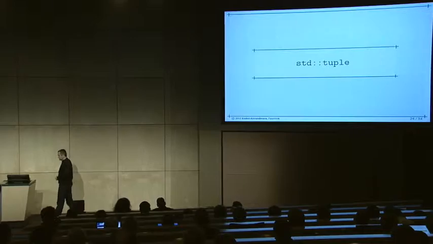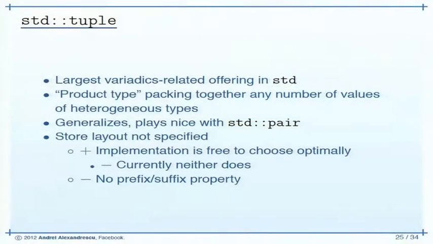Let's get a bit into std tuple. So std tuple is sort of the flagship offering of C++11 that uses variadic templates as a core facility, right? Again, it's a product type that packs together any number of values. So you can say, I'm using a tuple of int and double. I'm using a tuple of int, double, and string, and so on, right? Any type combination. It plays nice with std pair. In fact, tuple of 2 arguments is a special case to behave more like pair, have the pair primitives, and so on.